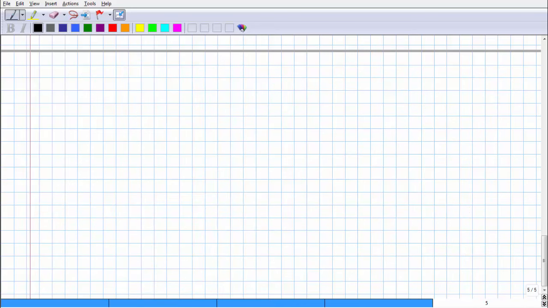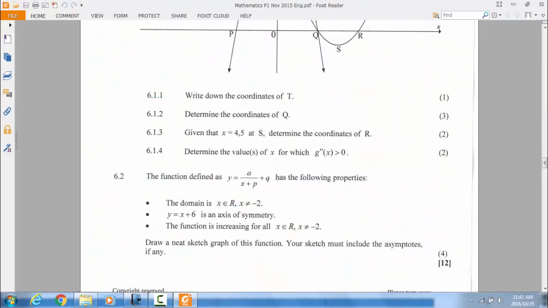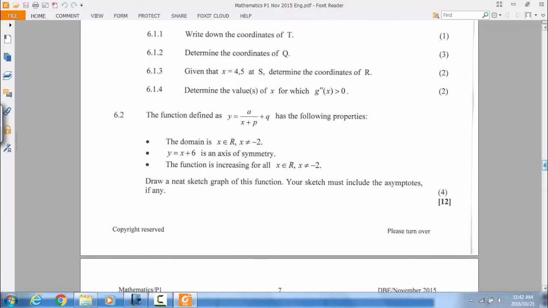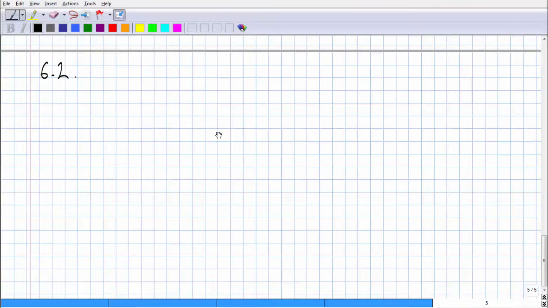6.2. So let's just take a look at 6.2. It says the function is defined as that, so we've got a hyperbola, and it has the following properties. They've said the domain is that, y-axis is that, and okay, so we'll draw it. Now I want to draw a neat sketch, so let me just write it all down.